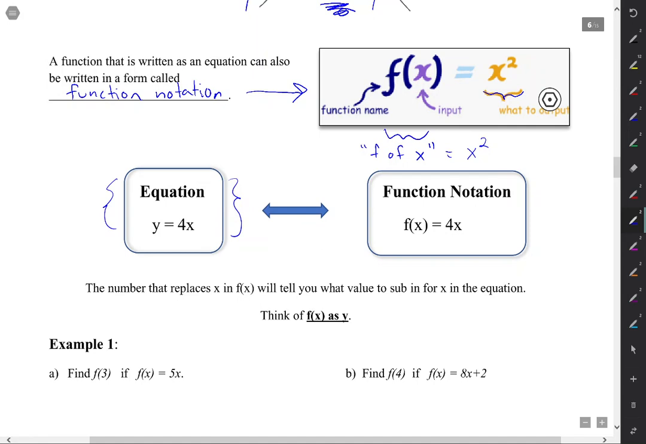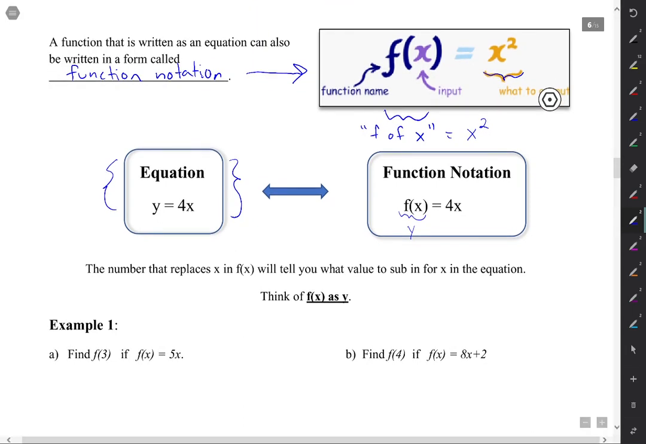So here's an equation, y is equal to 4x. If we were to write that equation as function notation, all we do is we take this y, and instead of writing y, we write f of x. And all of a sudden that equation is written as function notation. So really, whenever we see this f of x on a function notation equation, all that really means is y. So f of x is the same thing as y. So that's what I have written down here. The number that replaces x in f of x will tell you what value to sub in for x into the equation. And then think of f of x as y. Okay, so this over here is y.